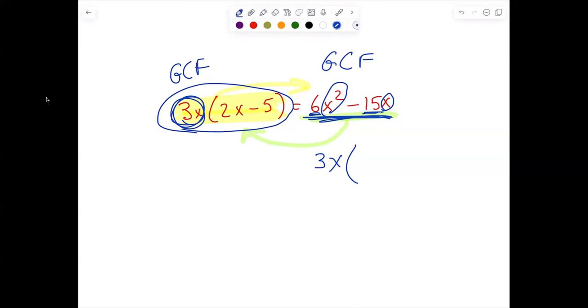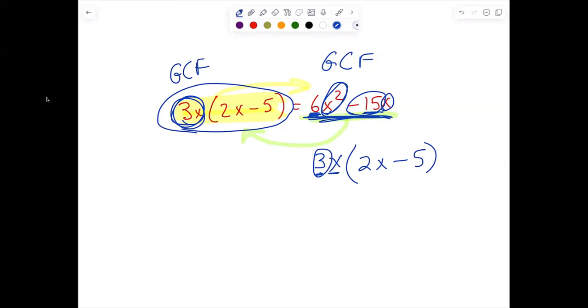Now, working backwards, what do we do to numbers? Divide them. So I look at the 6 and I divide it by 3. What's 6 divided by 3? 2. There were 2 x's. I pulled out an x. So there's how many x's left? 1. What's negative 15 divided by positive 3? Negative 5. I don't understand the difficulty. And that's how easy it is to factor.